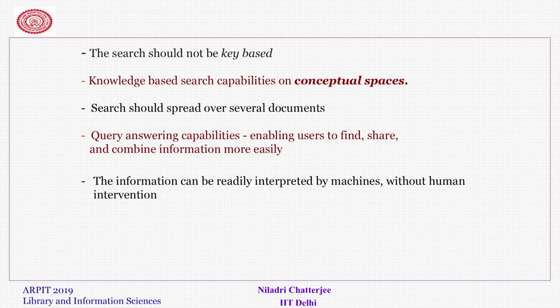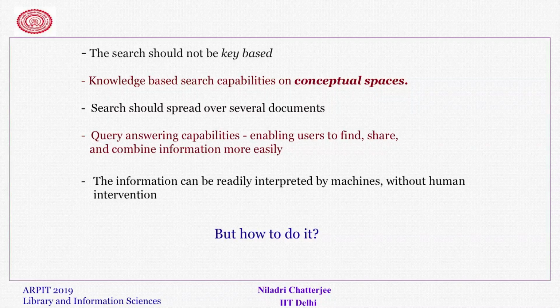Also, it should have a query answering capability, because in many cases we shall be asking questions, particularly about who is the author of a book, whether the book is available or not. I am talking in terms of libraries, and you can see that this system should be enabled to answer such queries, and the information can be readily interpreted by the machine without human intervention. Otherwise, there is no point in developing an information system if human beings have to operate with it constantly.